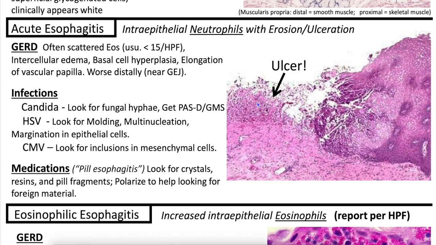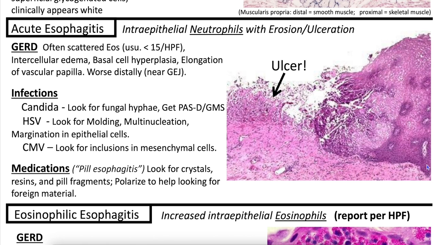So patterns, when you see intraepithelial neutrophils, you want to think about GERD. This is often scattered eos, usually less than 15 per high power field, with intracellular edema, basal cell hyperplasia, and elongation of the vascular papillae, as you can see here.